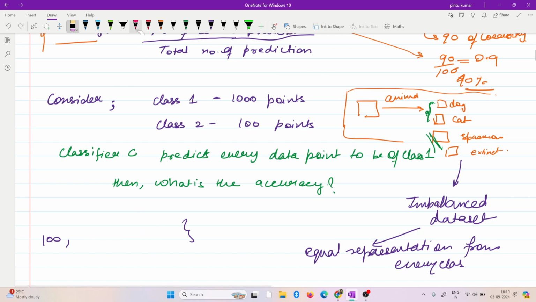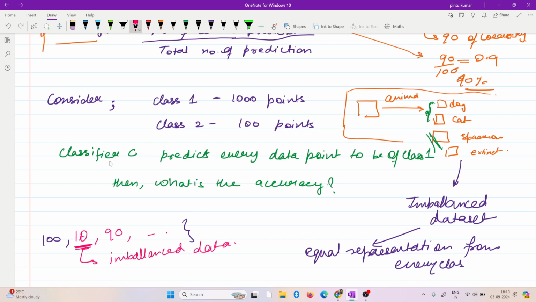Let's say it's 100, then you have some 10 and then 90 and something like that. And this particular class has very low representation in the data, right? So this kind of data set is called imbalanced data.